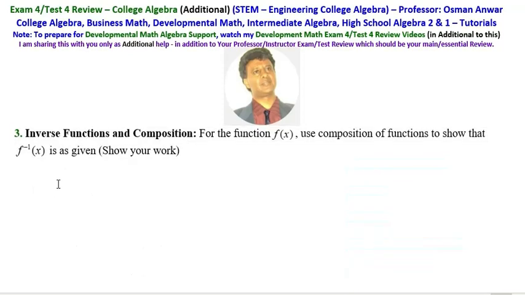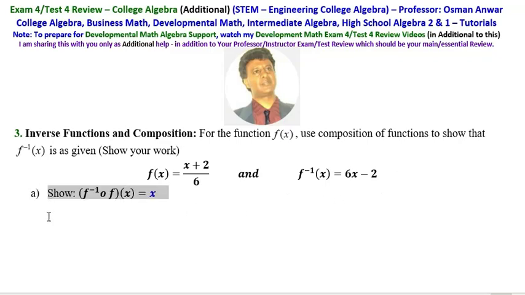Number 3 is inverse functions and composition. For the function f of x, use composition of functions to show that f inverse of x is as given. That is, f of x equals (x plus 2) over 6, and f inverse of x equals 6x minus 2. Show these two are inverses of each other.